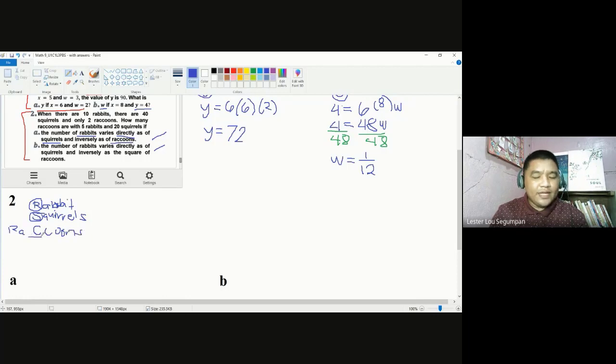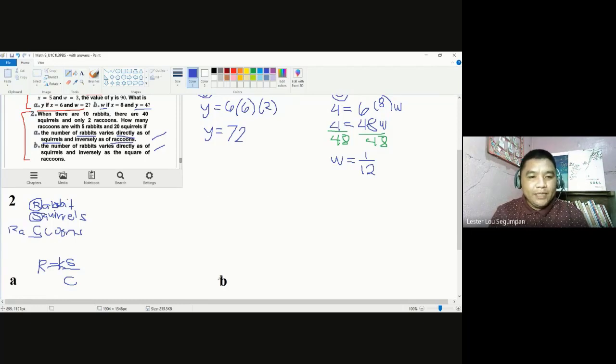Let's use C for that. So it's stated here that in letter A, the number of rabbits, that's R, varies directly as the number of squirrels, but inversely as the raccoons. When you say inversely, we have here a fractional or rational form of an expression. But again, don't forget the concept of proportionality, K.